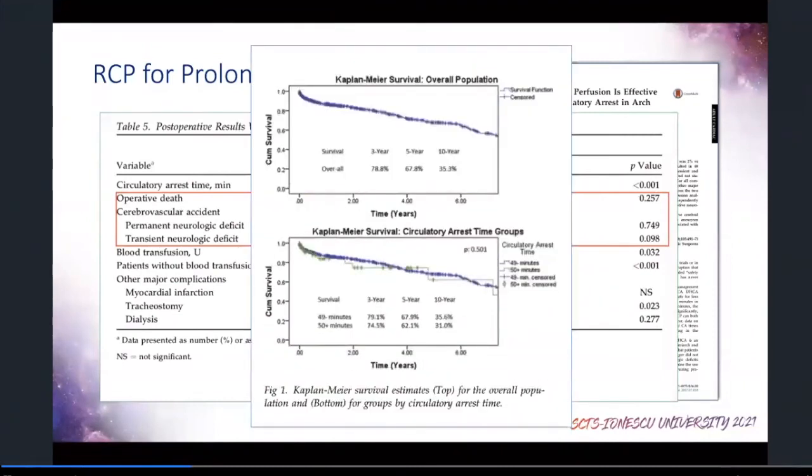This curve shows the overall patient population survival over a 10-year period, and was about 35% at 10 years and did not differ depending on the length of time of circulatory arrest at the time of your aortic arch reconstruction.